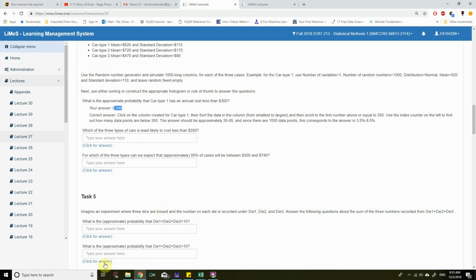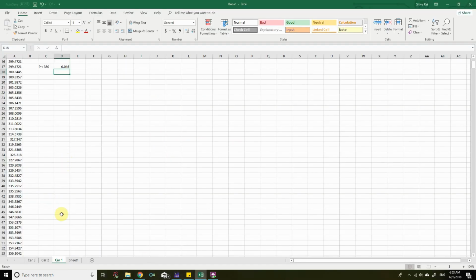Okay, so for the second one, which of the three types of car is least likely to cost less than $350? So for that, we have already gone for car 1. For car 2, let's find 350. It's pretty close. Less than 350 is just 8 of them. So P less than 350 equals 8 divided by 1000 is 0.008.